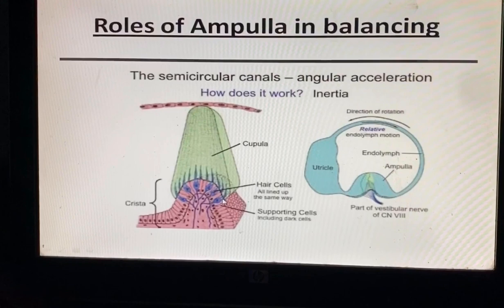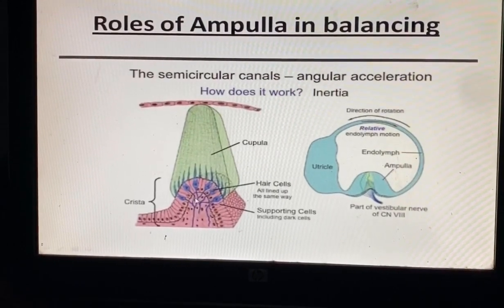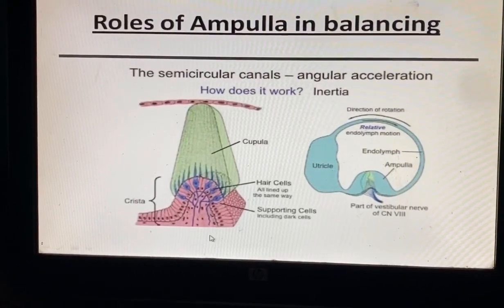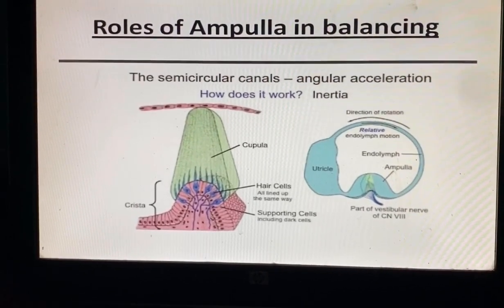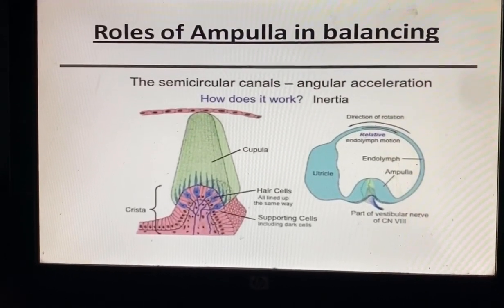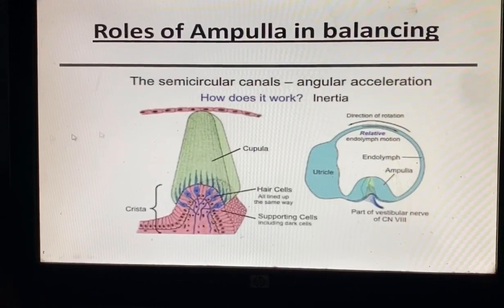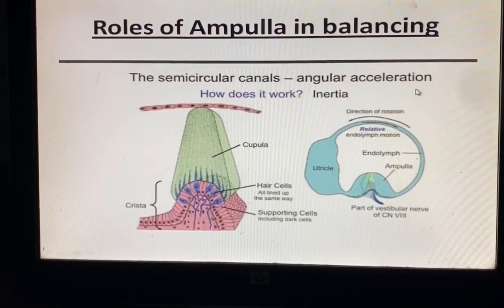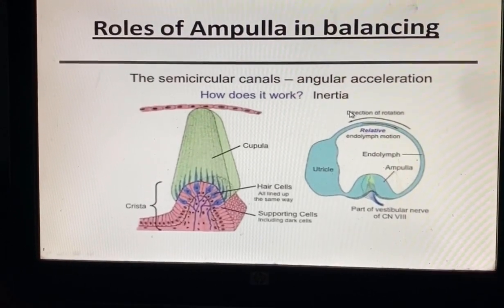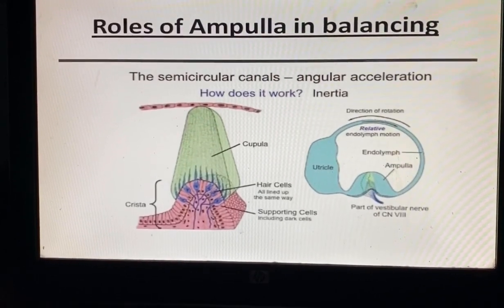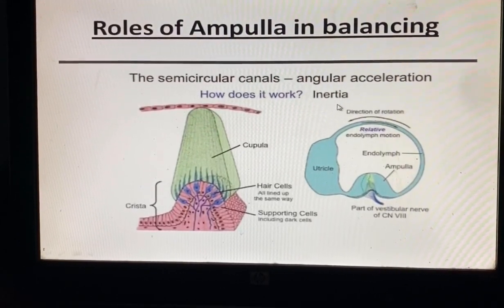Okay, all lined up the same way, there are no ups and downs. At the base of all the sensory hair cells, nerve fibers are picking up the base of the sensory hairs to transmit the signals towards the brain. The semicircular canals help with angular acceleration, or the degree of angles our body can move. When the head moves to left or right, we can understand with the help of this organ, and it works on inertia, of course.